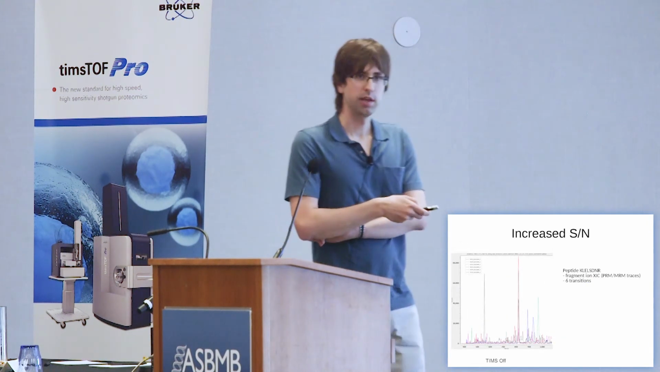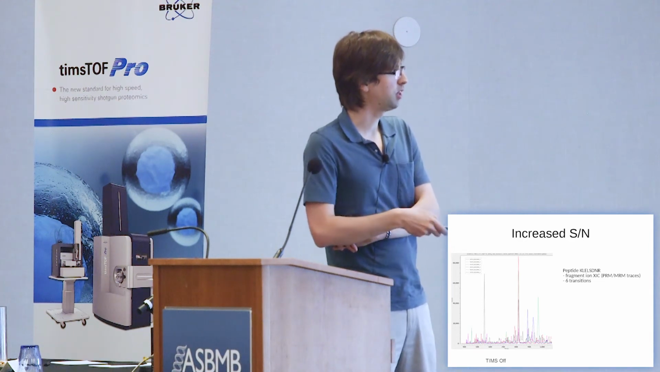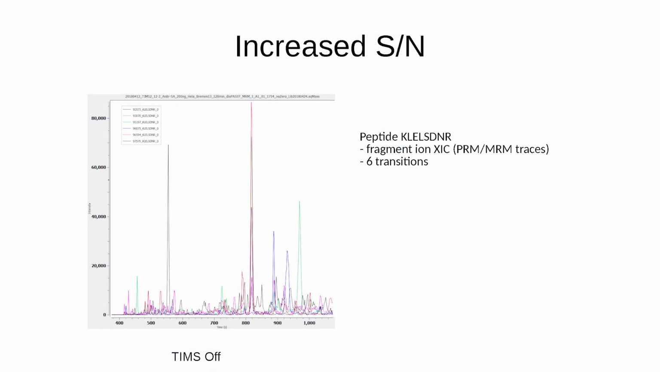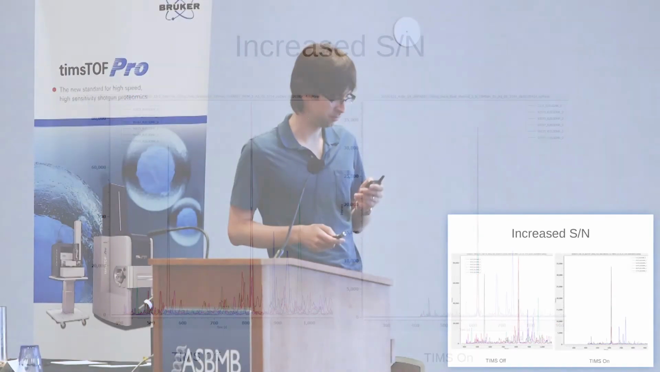One other thing we looked at is the signal to noise. And here is one example where we ran the exact same experiment on a HeLa cell lysate without the TIMS device turned on of a particular peptide with 6 transitions. And what happens when we turn the TIMS device on is a very significant cleanup of the peptide signal and a very clear increase in signal to noise.